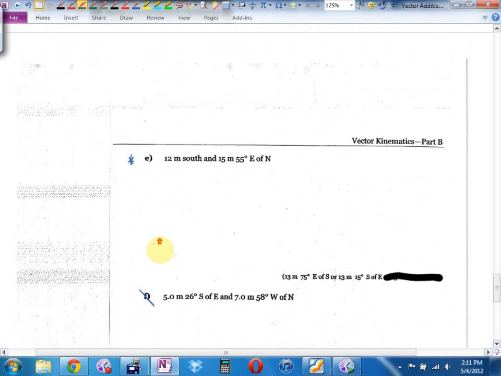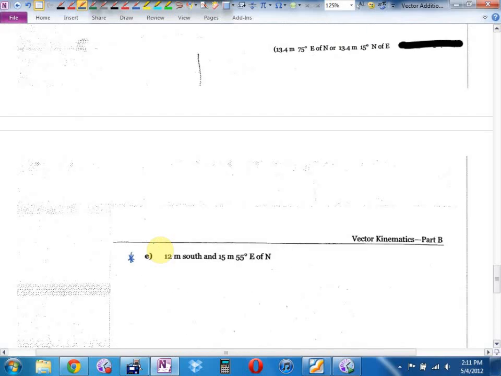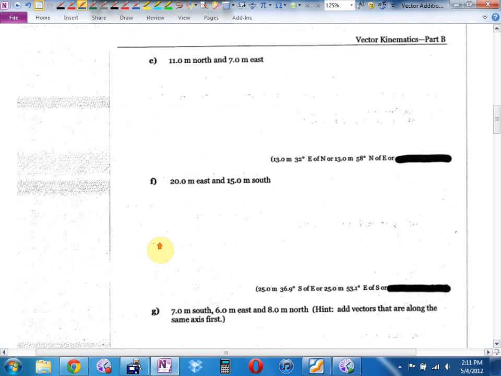There is a way to do D and E without the sine law and the cosine law, for those of you who haven't seen the sine law and the cosine law. And that's what I'll be showing you next class. It's called breaking it up into components. Okay?